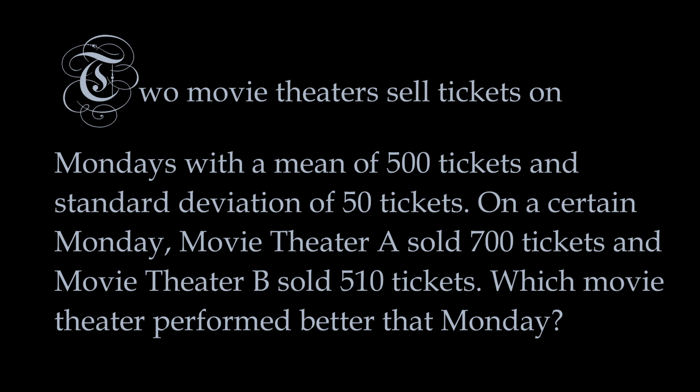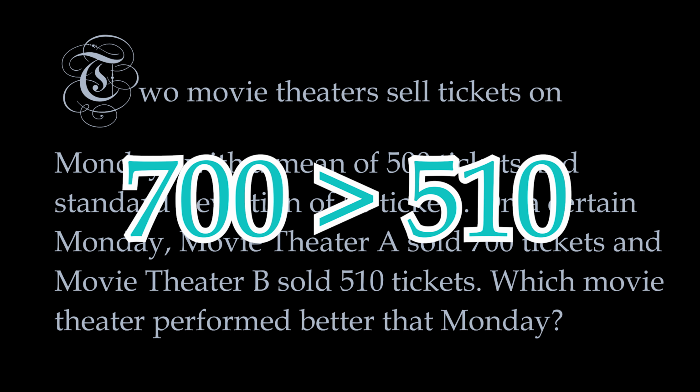Let's say that two movie theaters sell a mean of 500 tickets on Mondays with a standard deviation of 50 tickets. On a certain Monday, movie theater A sold 700 tickets and movie theater B sold 510 tickets. Which movie theater performed better that Monday? Well, movie theater A, since it sold more tickets than movie theater B.